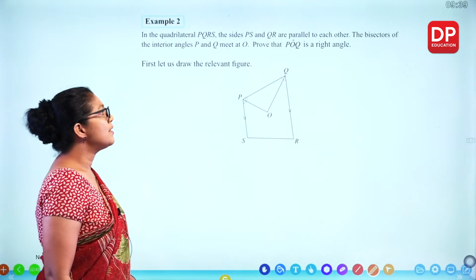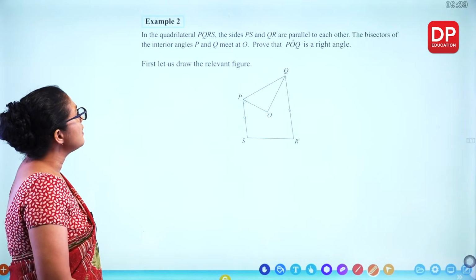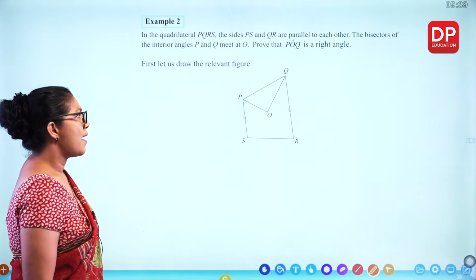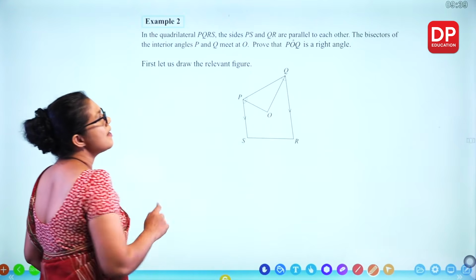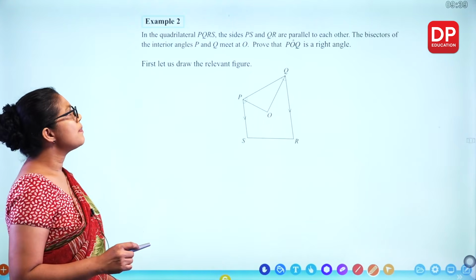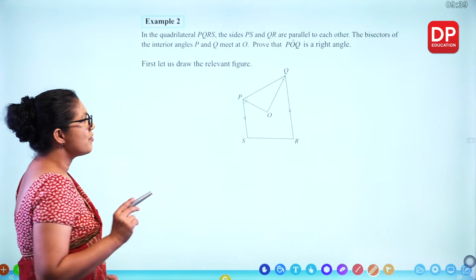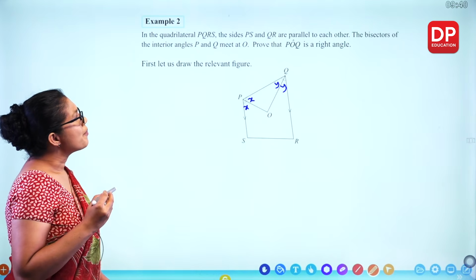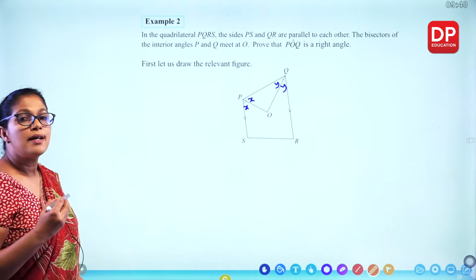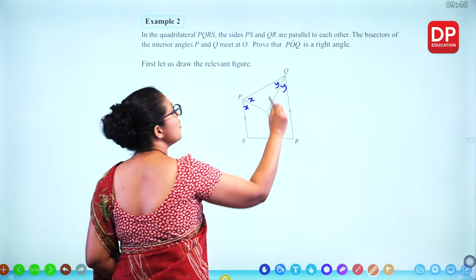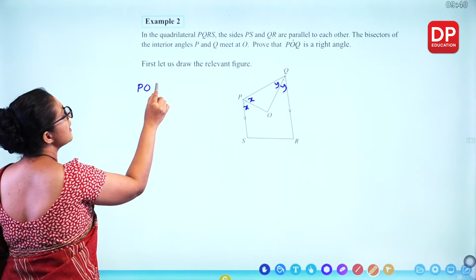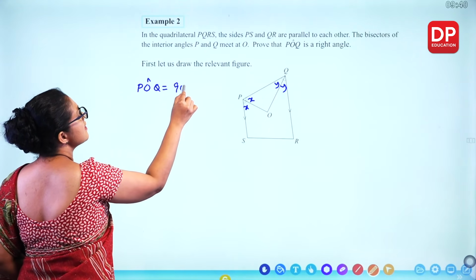Now we'll look at example 2 in your textbook. In the quadrilateral PQRS, the sides PS and QR are parallel, already given. The bisectors of the interior angles P and Q meet at O. So bisectors means if this is X, this is also X. If this is Y, this is also Y. Prove that POQ is a right angle. So here you have to show that this is 90 degrees. So POQ angle is 90 degrees.